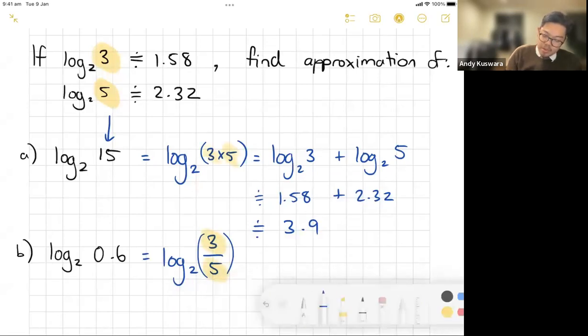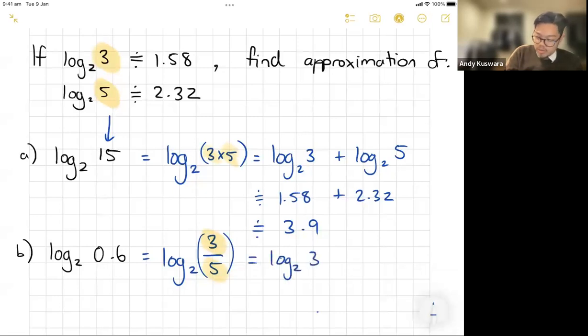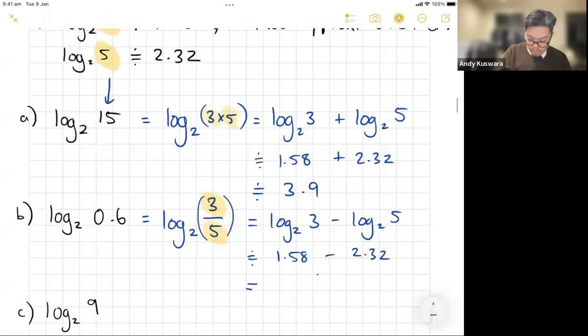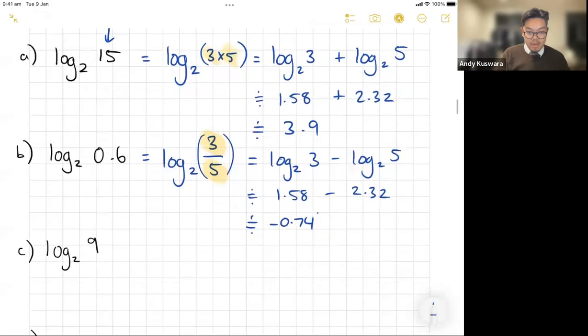So now I know with a quotient, it's going to be the same thing as log 2, 3 take away log 2, 5. Now, what is log 2, 3? We said from before, it's approximately 1.58. And if I take away log 2, 5, it's take away 2.32. I'm going to need a calculator to quickly do this. 1.58 take away 2.32 is approximately minus 0.74.